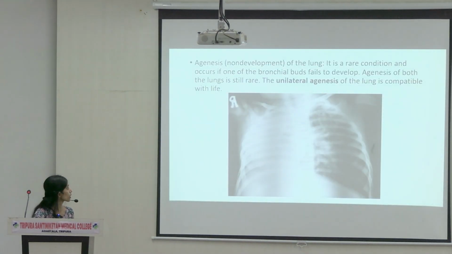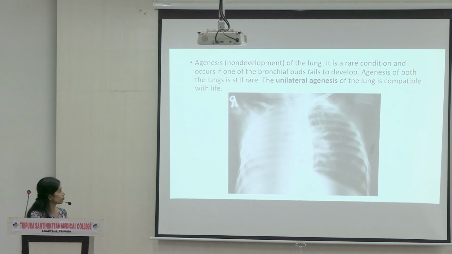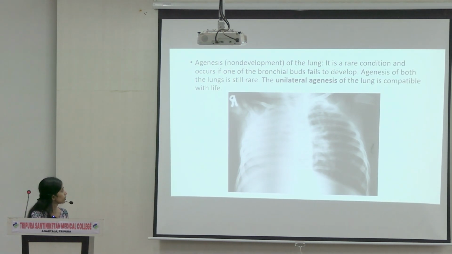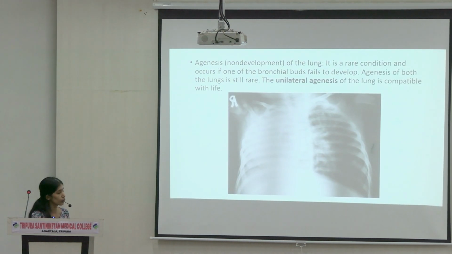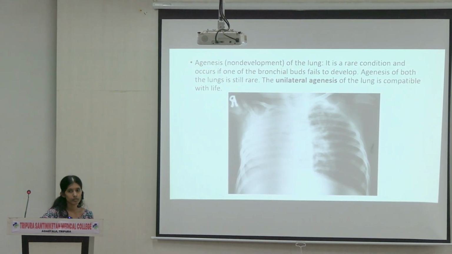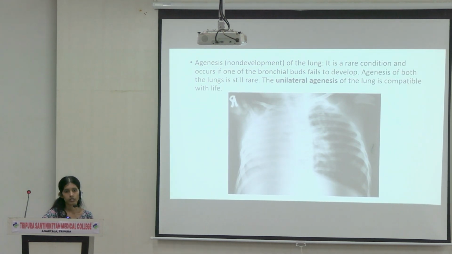Next, agenesis, or the non-development of the lung. It is a rare condition and occurs if one of the bronchial buds fails to develop. Agenesis of both the lungs is still rarer. The unilateral agenesis of the lung is compatible with life. What do you mean by unilateral? Absent on one side, or any condition that is happening on only one side of the body.